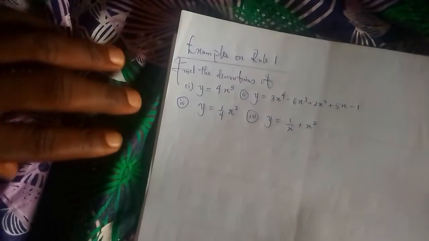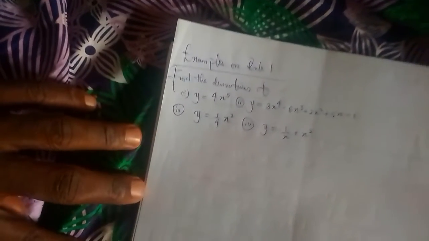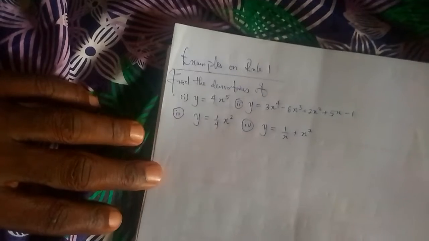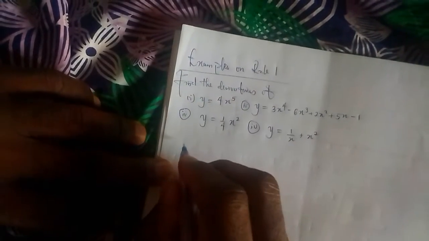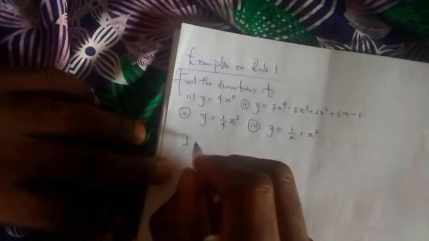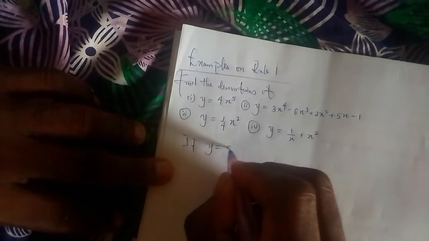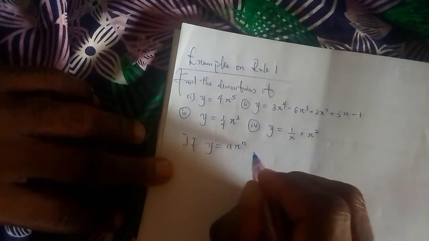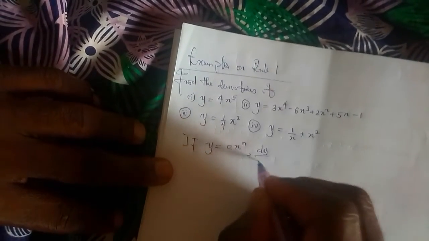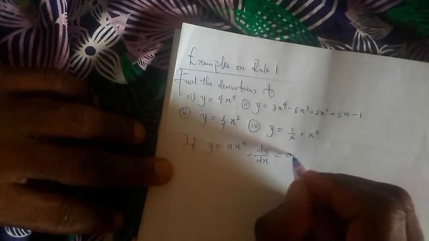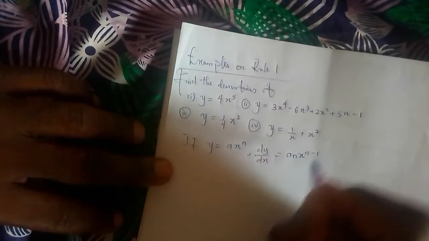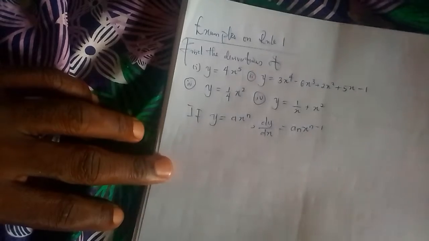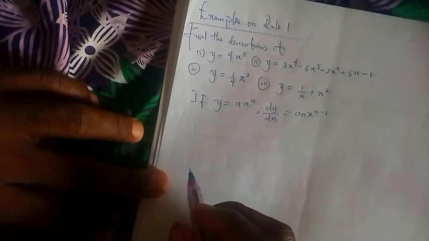So in this video, we want to look at more examples on how to use the first rule. Don't forget that rule one is that if y equals ax^n, then dy/dx is given as anx^(n-1). That is, the power multiplies the coefficient, and from the power you subtract 1.